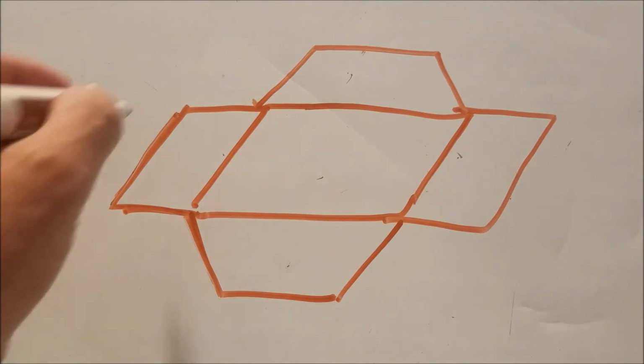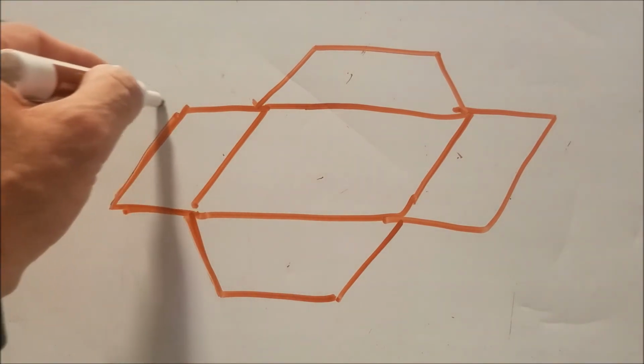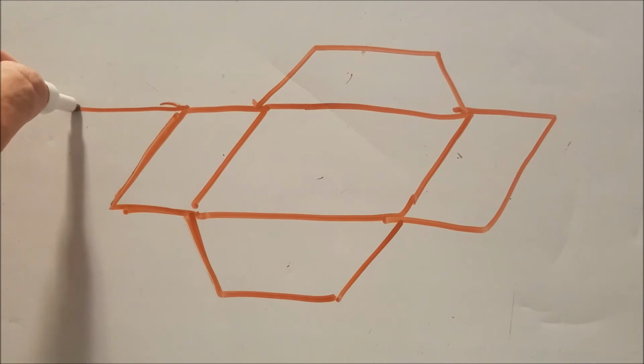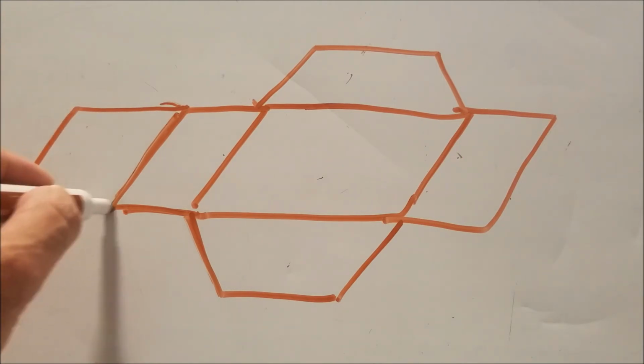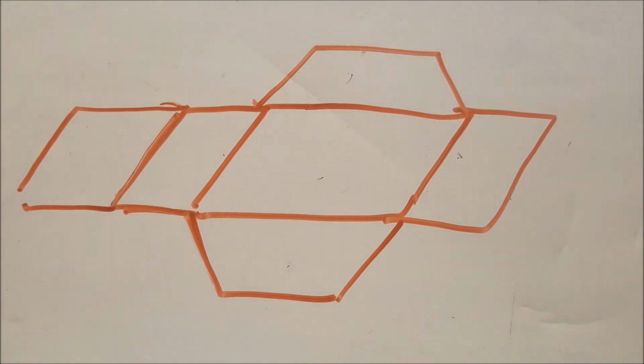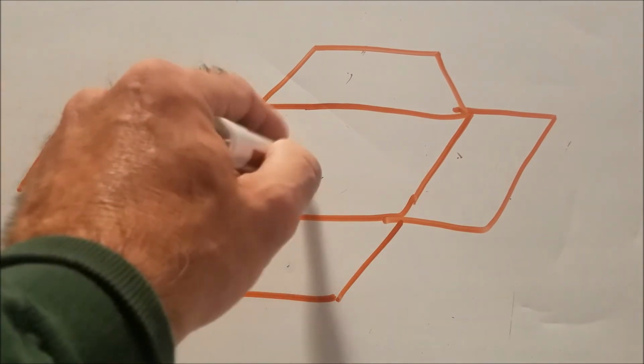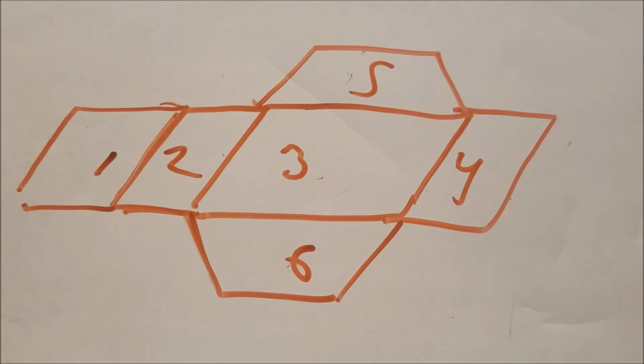Well, we're missing the top that we have to put up here, and so we can make it a little bigger than the side, something like that. There's our net. 1, 2, 3, 4, 5, 6. Make sure you count that you have 6 sides.